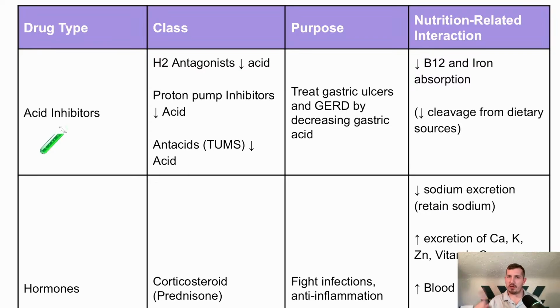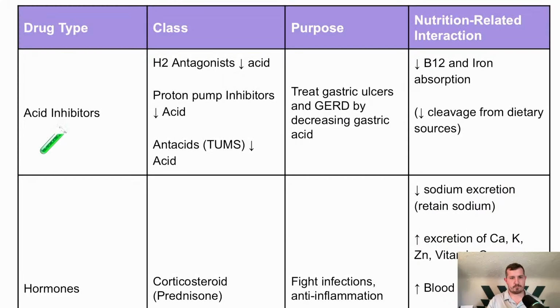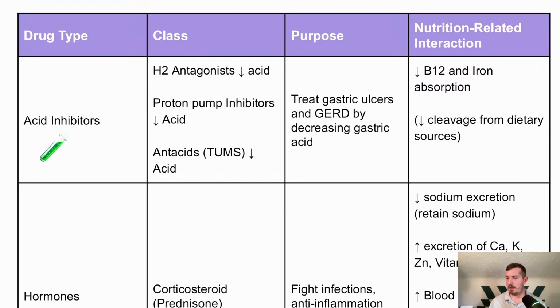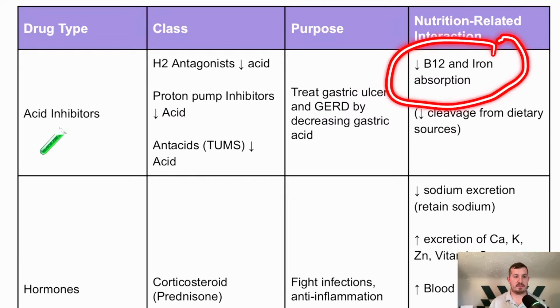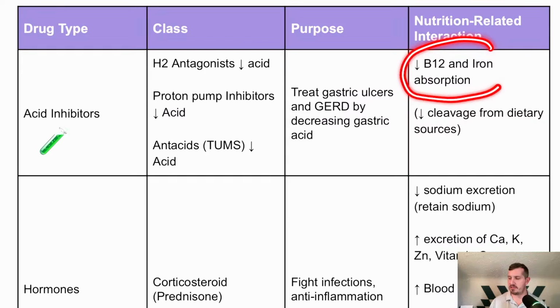Make sense? Nutrition related interactions, these are really interesting. I'm going to be nice and clear with you all. It decreases B12 and iron absorption. So if it decreases B12 and iron absorption, let me ask you in the chat, folks, what do you think we would recommend to the patient? If we have a decrease in B12 and iron absorption, as the RD, what do you think you're going to tell them to do? What are your thoughts?